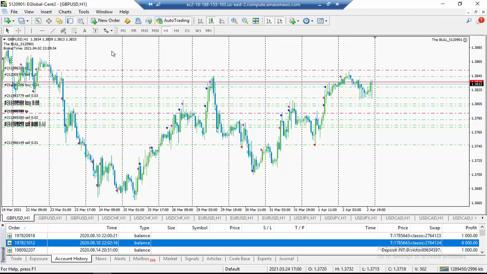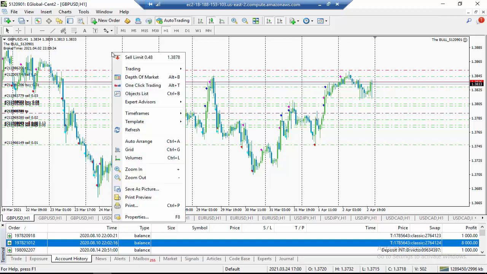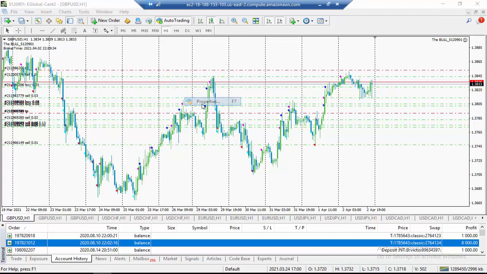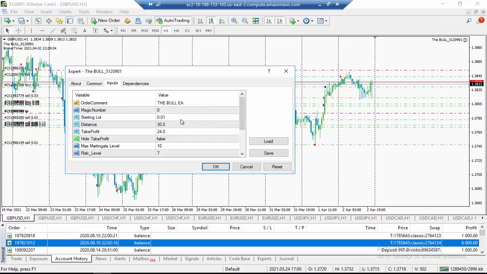So now let me quickly go to settings. I right click on the chart, I come to properties, and this is the Bull. You can see the Bull. The magic number is 0 because I'm using only one chart, so I don't need to increase it. The starting lot is 0.01. The hedging distance is 30 pips, and my take profit is 24 pips.